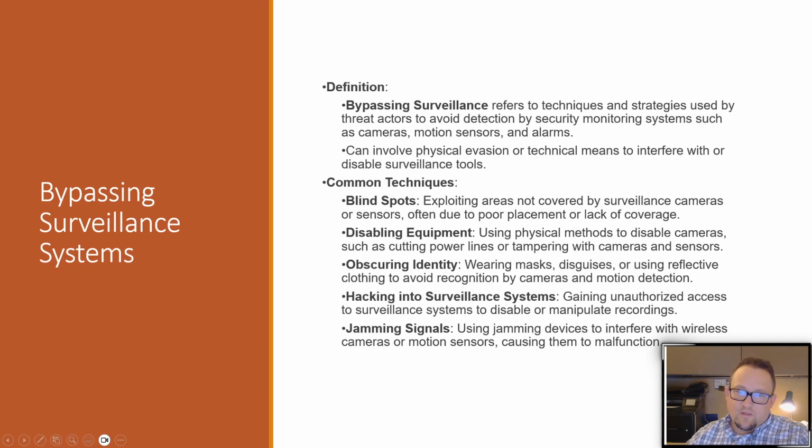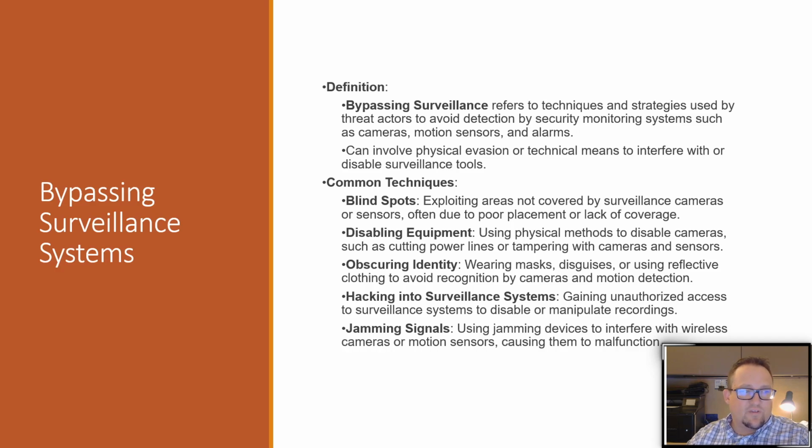Of course, the bad guys want to bypass surveillance systems, so they need to find techniques to avoid detection. They need to figure out a way to get around our monitoring systems, and there are a whole bunch of different ways of doing it. As I said, we could talk about physical or technical evasion. Physical evasion on a security camera could be looking for blind spots, meaning areas the cameras are not covering. They normally occur due to poor camera placement, because we need to position them properly.